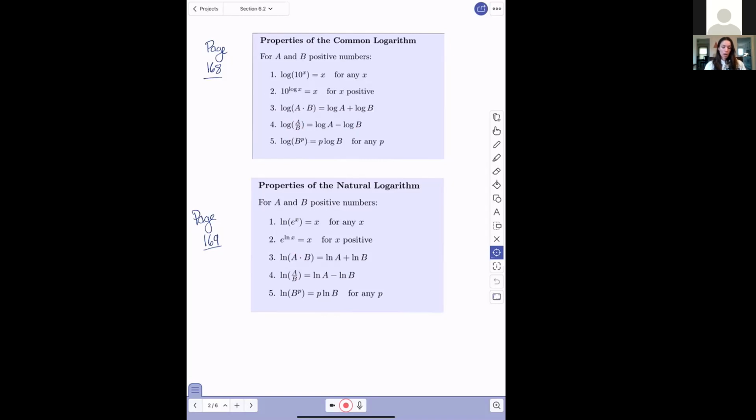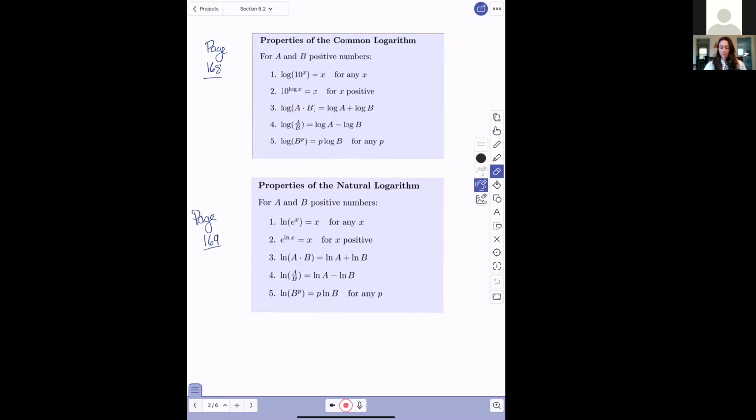Lastly, if you had the log or the natural log of some value b raised to the power of p, then you could pull that p out in front, and then you have p times log of b. Same thing with the natural log. You could pull that p out front, and then you have p times ln of b. Notice that inside the logarithms and the natural logs, there is no addition or subtraction happening. So if there's addition or subtraction inside the log or inside the natural log, we cannot simplify it any further.